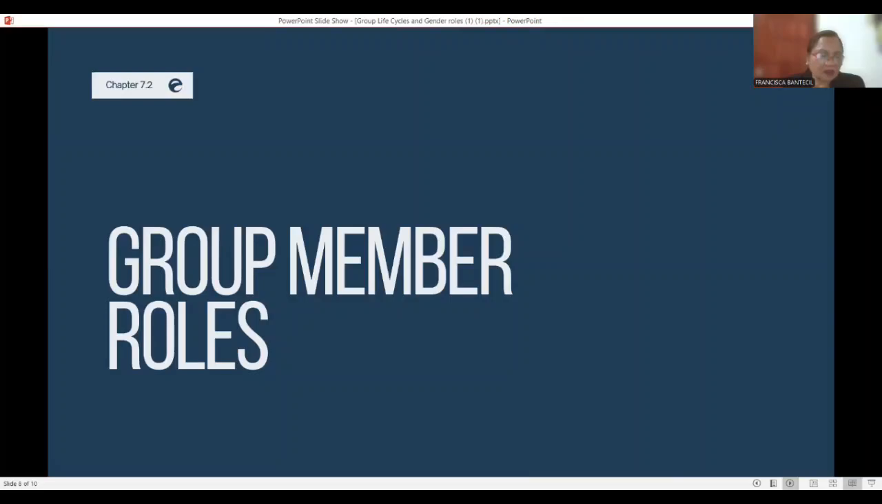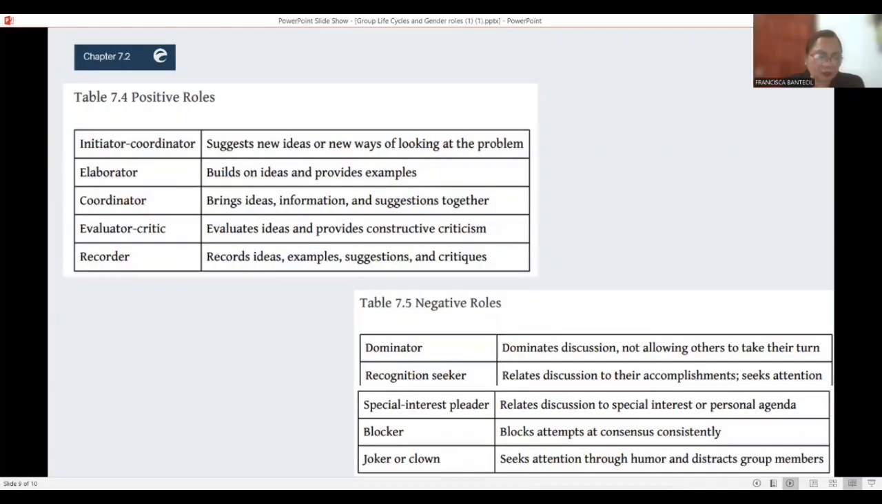Group member roles are divided into 2 groups, and it is shown in table 7.4 and table 7.5. There are positive roles and there are negative roles. The positive roles, number 1 is the initiator. So this suggests new ideas or new ways of looking at the problem. Next is the elaborator, builds on ideas and provides examples.